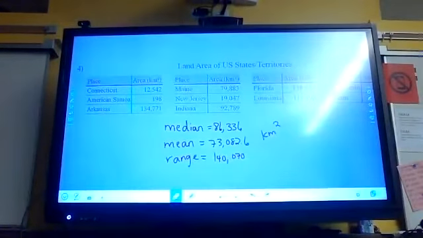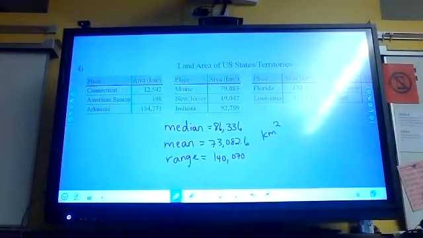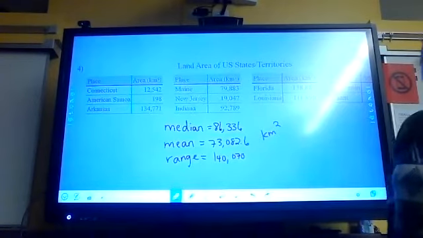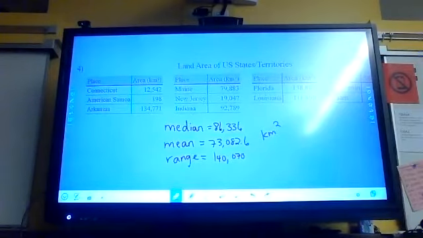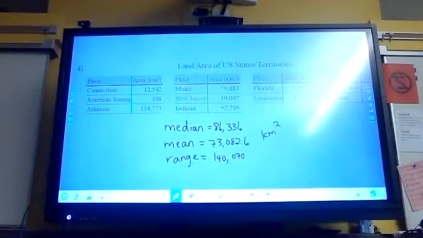Okay, your answer for number 4: the median should be 86,336 kilometers squared. The average land mass of those states and U.S. territories is 73,082.6 kilometers squared. And the range is huge. It's 140,070 kilometers squared. That's because Wisconsin versus American Samoa here, that is a big range.